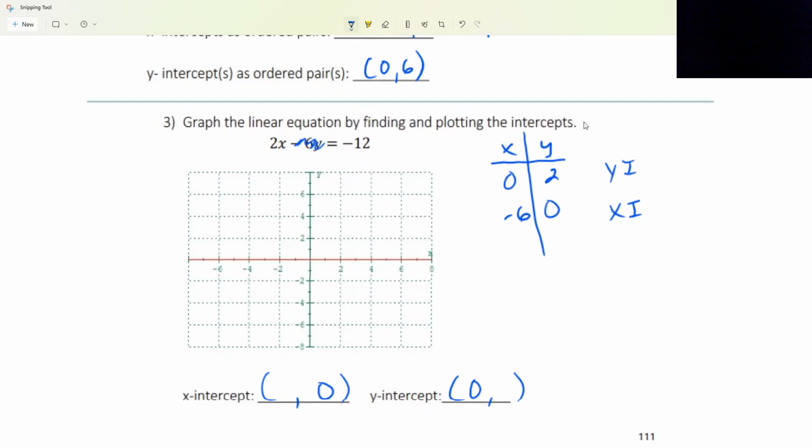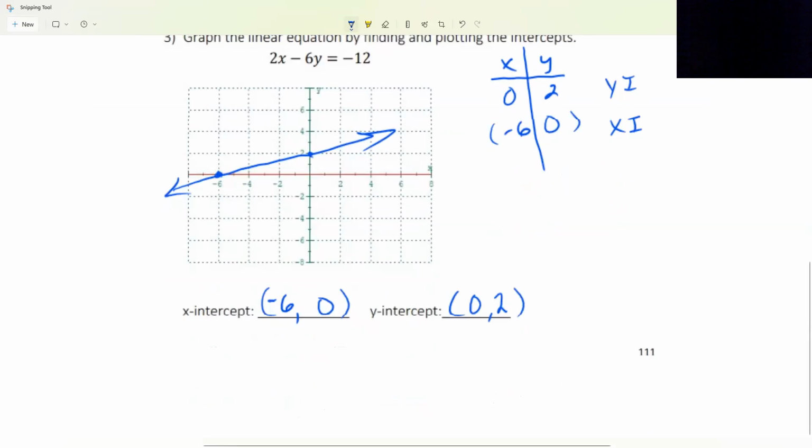And then you just plot those 2 points. Let's start with the x-intercept. Start at the origin, go to -6 and plot. Then for the y-intercept, you know that's 2. So start at the origin, go up to 2, plot your number. And there you go. You're done. It's pretty easy. Just plug in zeros and then figure out what the other coordinate is. So that's that part. Let's go to the next one.